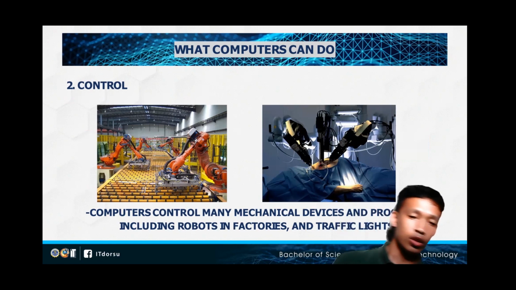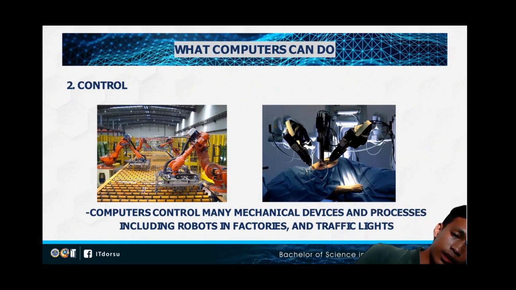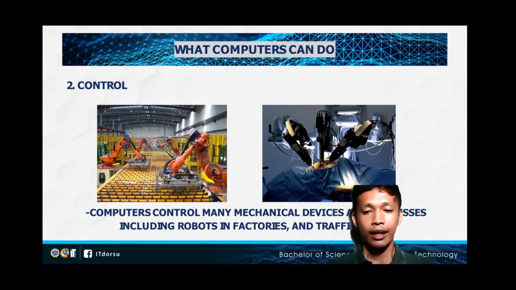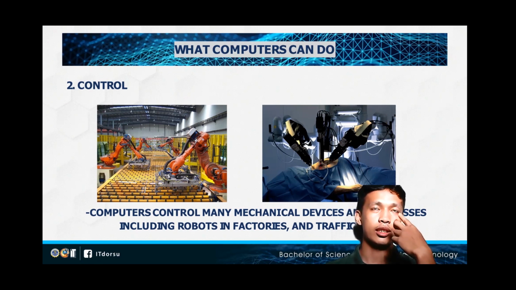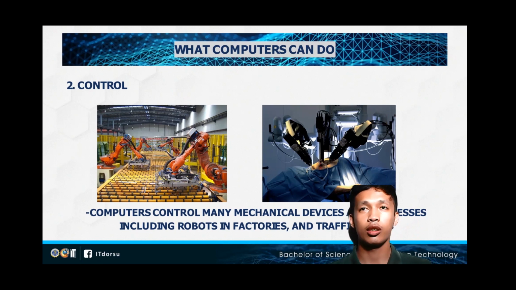So computers control many mechanical devices and processes, including robots in factories and traffic lights. So guys, sir, I witnessed this firsthand when I saw a robot, during my, it's confidential, but my eyesight, sir, was blurred. In order to enter this academy, I had to undergo LASIK surgery in medical service. That robot, sir, was for medical surgery, sir.